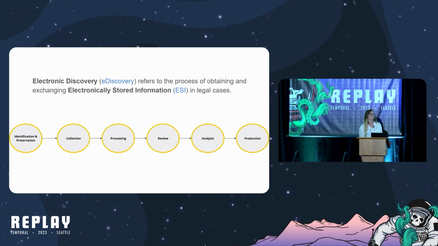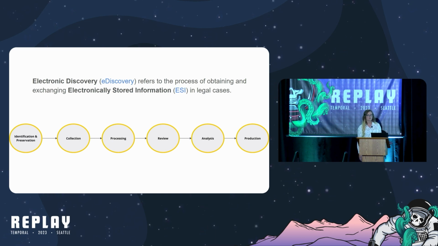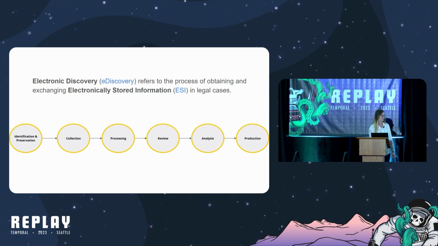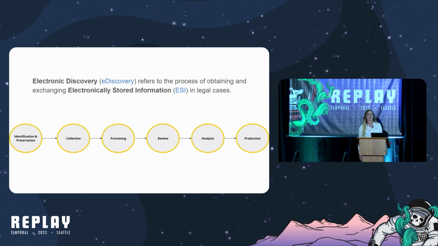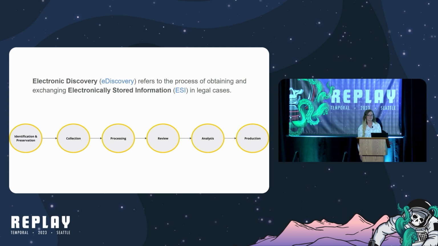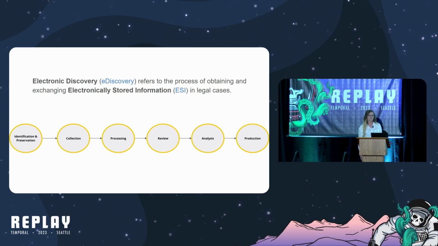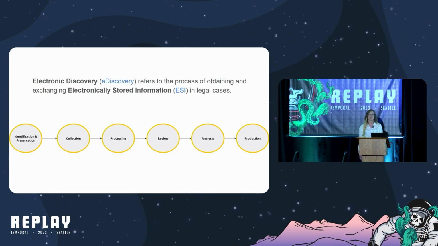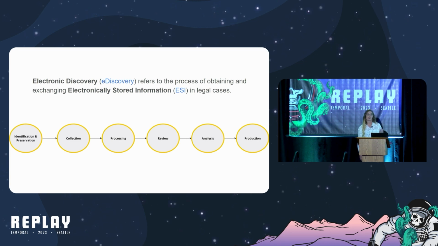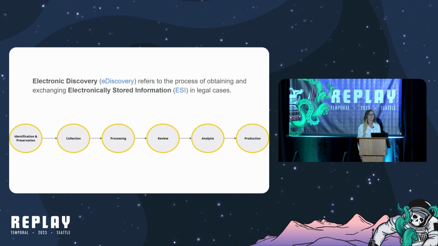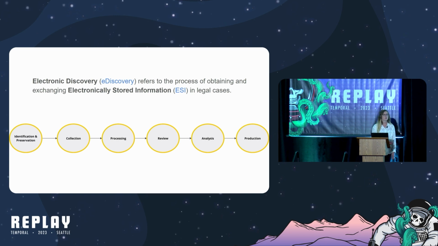Discovery is the process of obtaining and exchanging evidence or information that may potentially become evidence in litigation. As our world has moved almost entirely to electronic communications, the term eDiscovery is now used for when electronic records are involved. Those electronic records are referred to as ESI, which is short for electronically stored information.